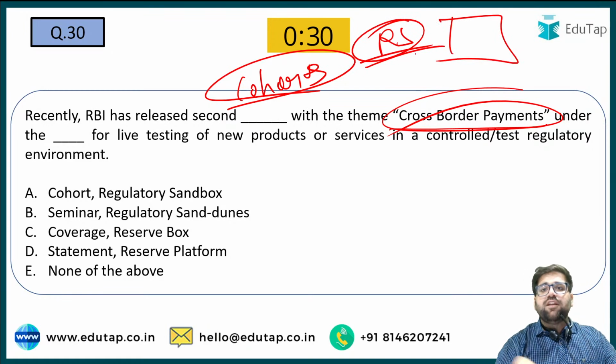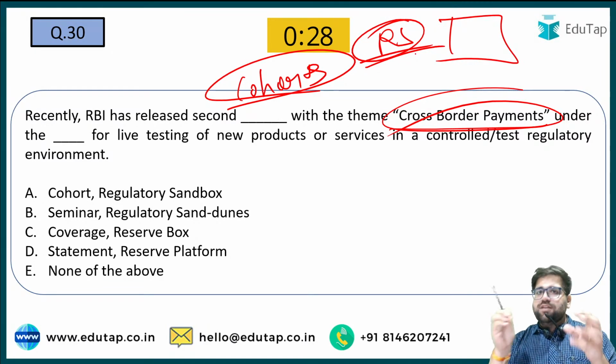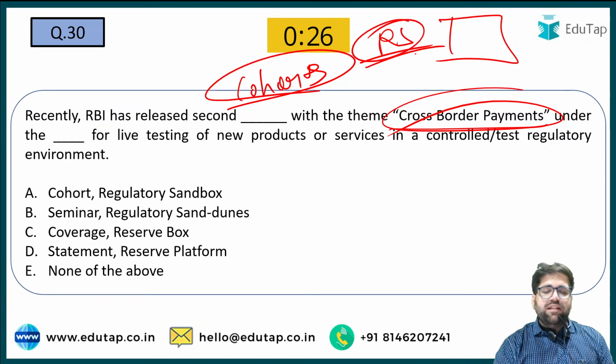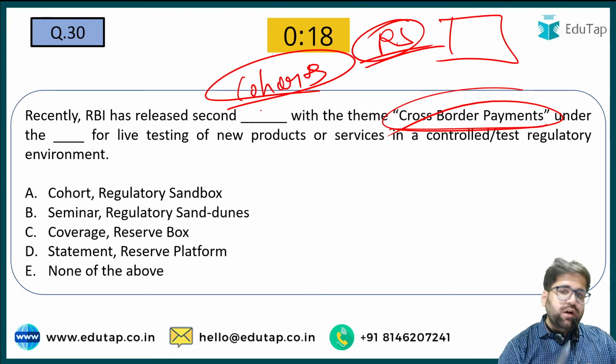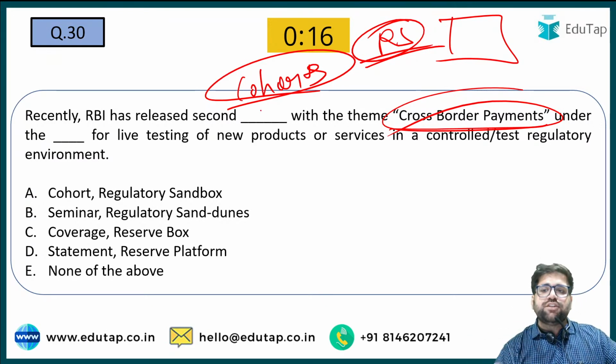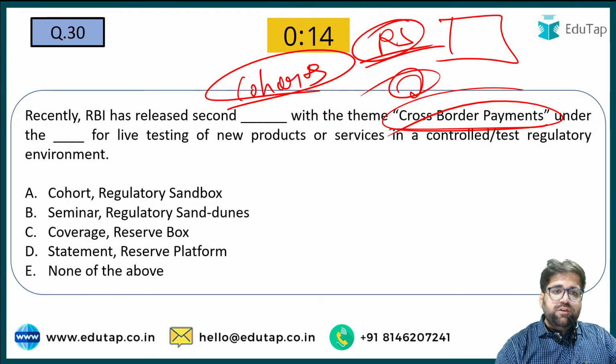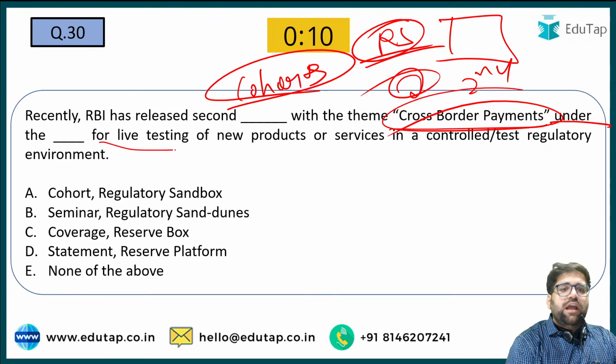RBI prepares a battle-like field for all the companies to test their particular product, and by that RBI will come to know whether this product will work in the Indian market or not. Recently RBI has released a cohort. This has been the name of that batch for the scheme of cross-border payment. So this has been the second cohort, my friends, under the live testing of products.